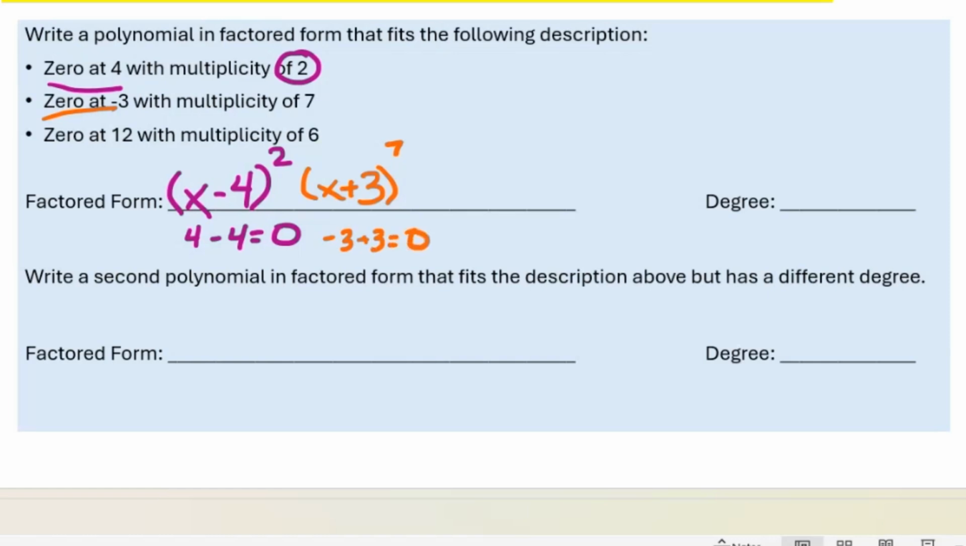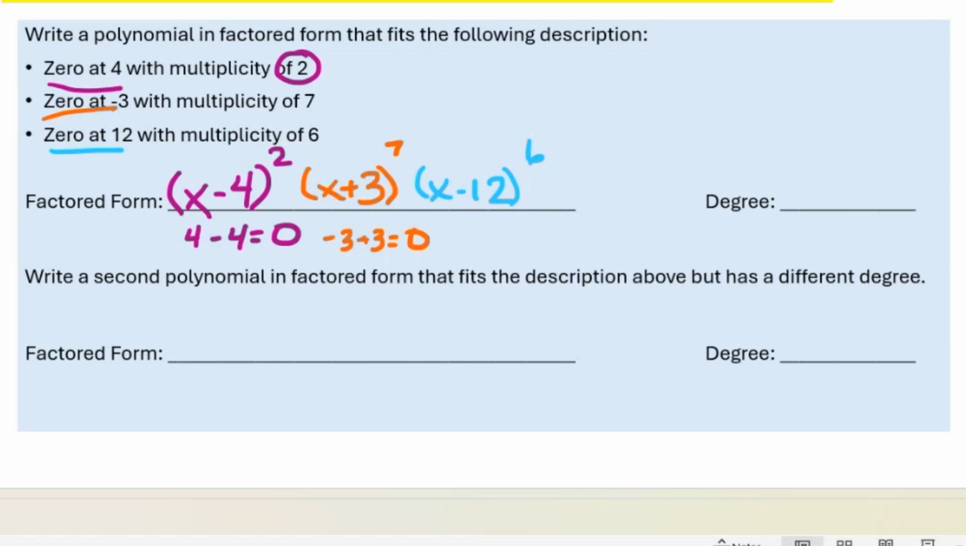And then the last one, I have a zero at 12. And I change the sign, and it has a multiplicity of 6. So this is the factored form that would have those 3 zeros and would have those particular multiplicities.